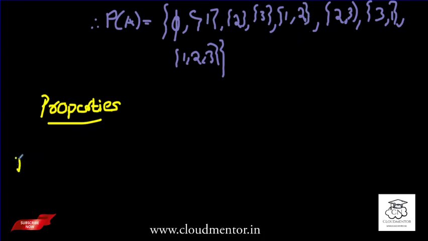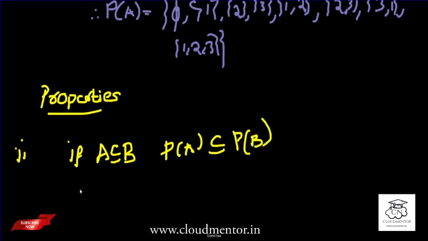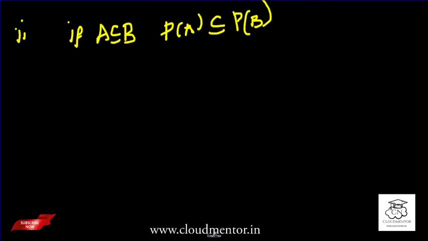And the second property is: if A is a subset of B, then P of A will be a subset of P of B. This is the second property. And then the third property is that the power set of any set is always non-empty. The power set of any set can never, ever become an empty set.